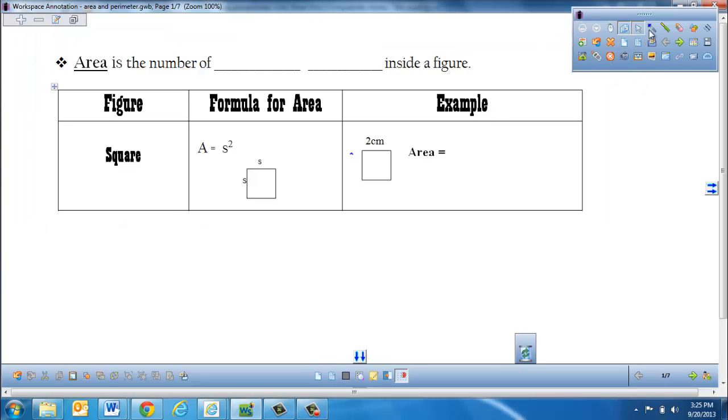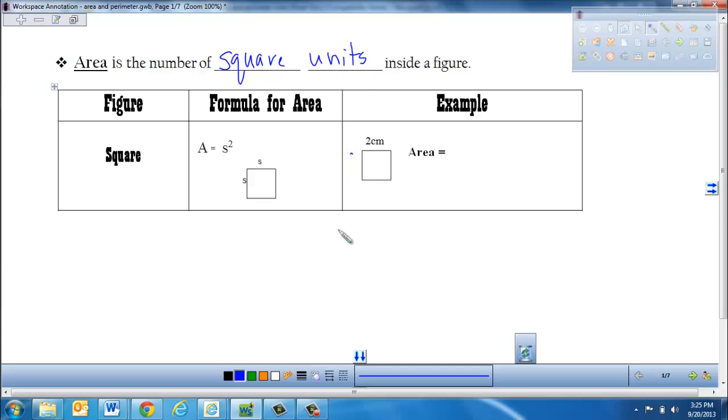So what we're going to start with is finding out just the definition of area. An area is the number of square units inside a figure. So the first shape that we're going to look at is a square. And if you notice right here, the formula says A for area equals side squared. What that means is side times side.